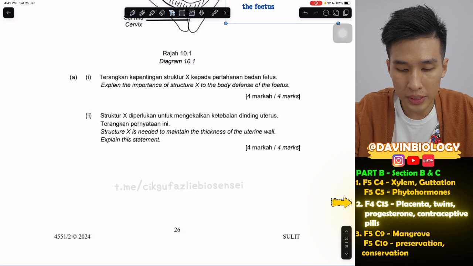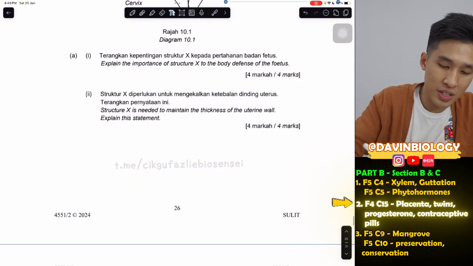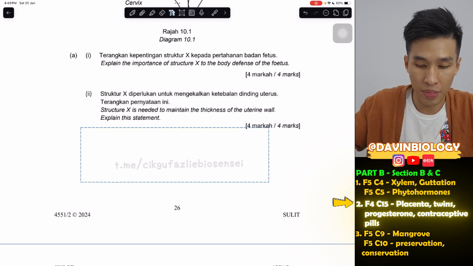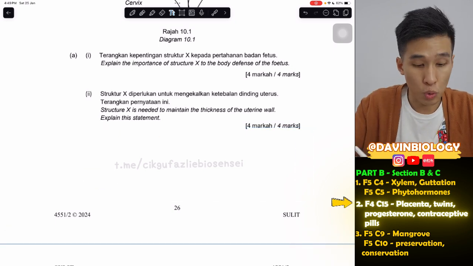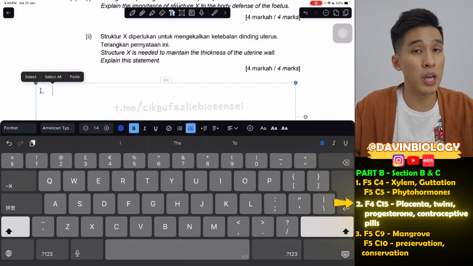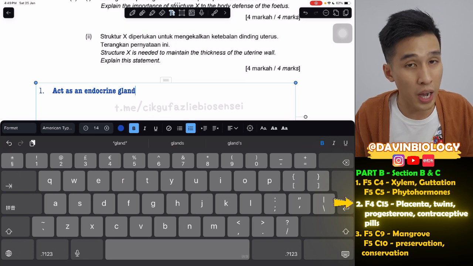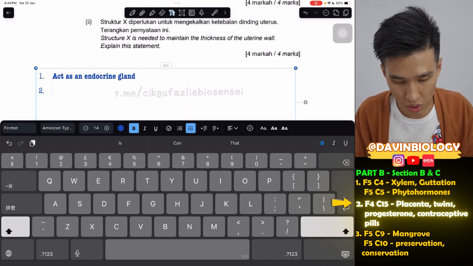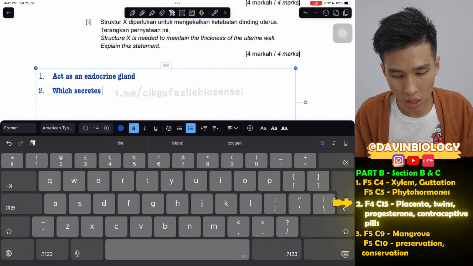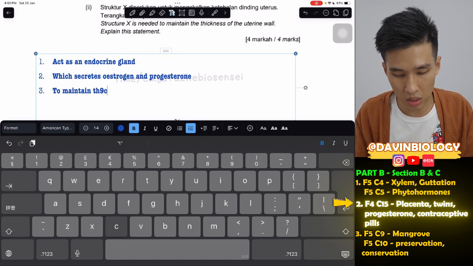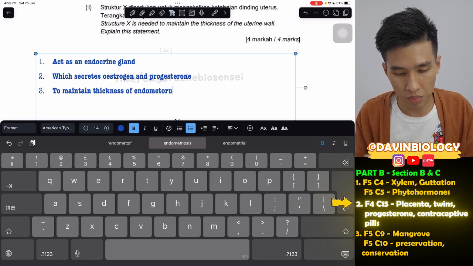Now, structure X is needed to maintain the thickness of the uterine wall. Explain this statement. So the placenta, at the same time during pregnancy, acts as a so-called endocrine gland, meaning it can secrete hormones to maintain the endometrium wall, which are of course progesterone and estrogen. So first, you write that it acts as an endocrine gland. Okay, what hormones does it secrete? It secretes estrogen and progesterone. So these two hormones maintain the thickness of the endometrium.